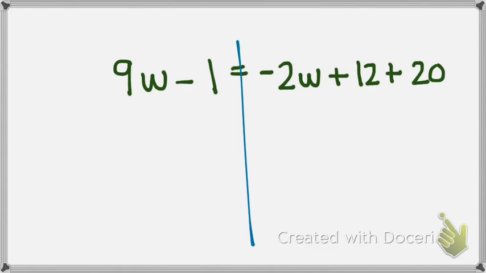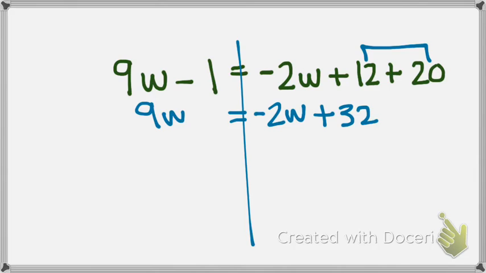Okay, so this one, let's group together our like terms here. So we got negative 2w. I got 12 and 20, that makes 32. Over here, 9w minus 1. Again, we got two choices. We could minus 9w to get 0 bombs on the left, or we could add 2w to get 0 bombs on the right. So it really doesn't matter. Let's add 2w because that's what I felt like doing.